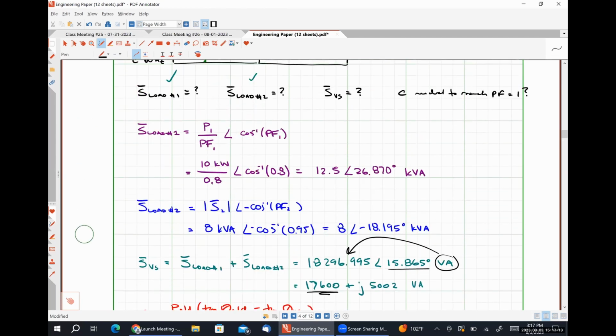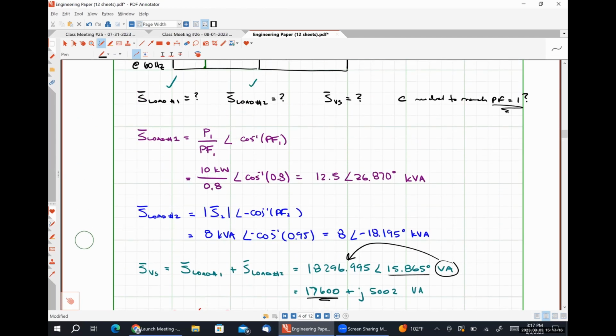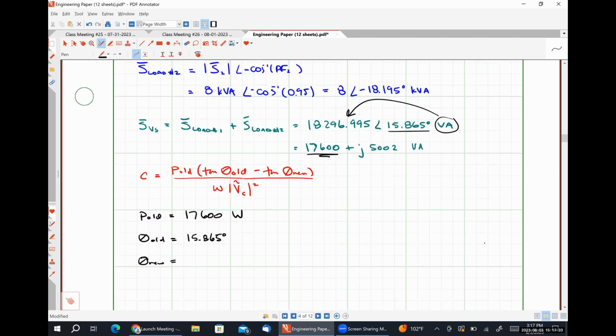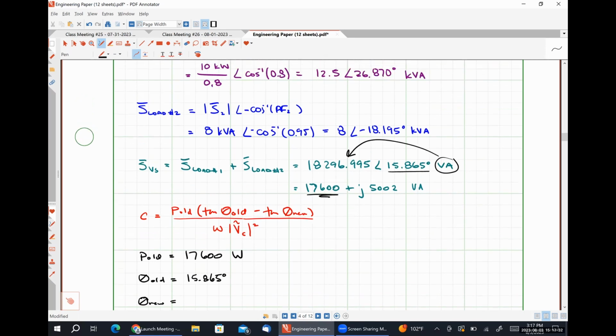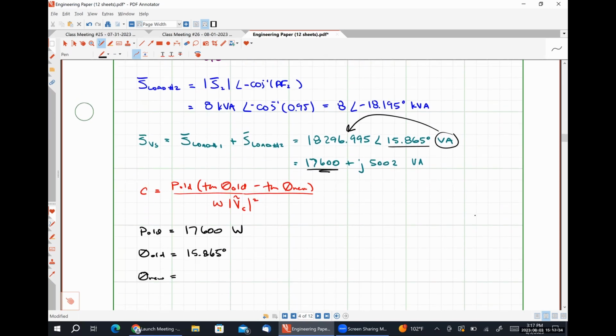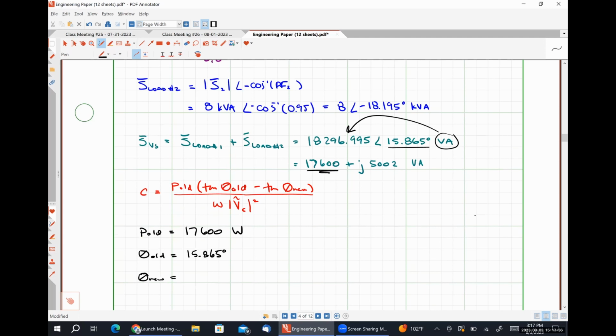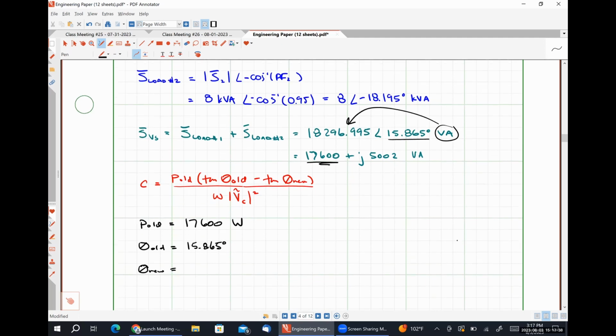So our goal here is a power factor of 1. You broke up. I heard our goal here is a power factor of 1. Yeah, that's the last thing I said. Theta new. So what angle do I take the cosine of to get 1? 0. Yep.